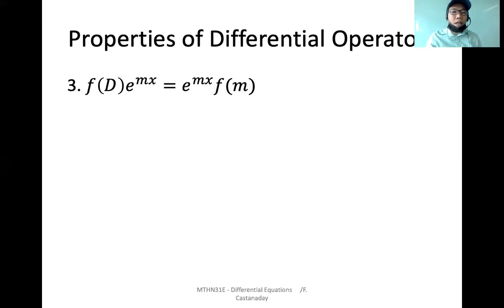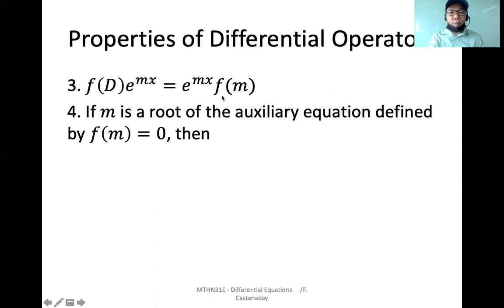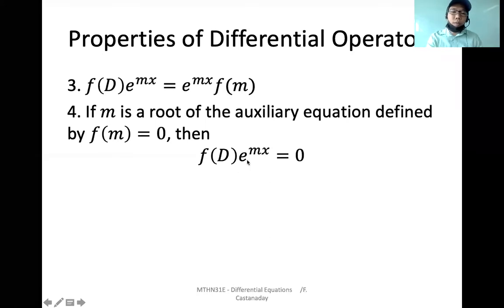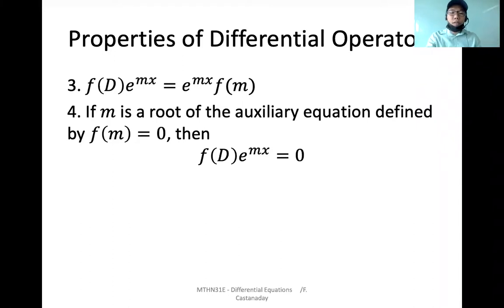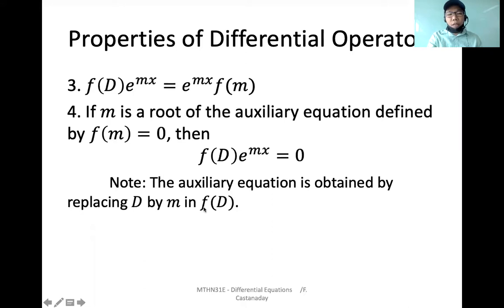Okay, so number three, of course, this is a linear operator, right? It's our first property. So this actually represents e raised to mx. So once you have performed the differentiation, this will represent f of m. If m is a root of the auxiliary equation defined by f of m equal to 0, then this function times the d operator is equal to 0. There are sample illustrations, but I won't go through them. The auxiliary equation is obtained by replacing d. So that's the idea: replace d by m in f of d. Okay?